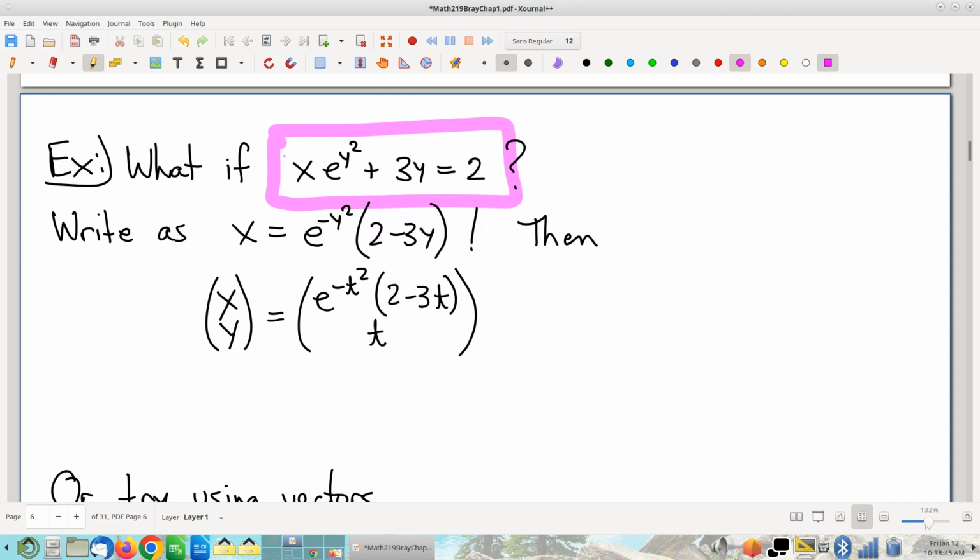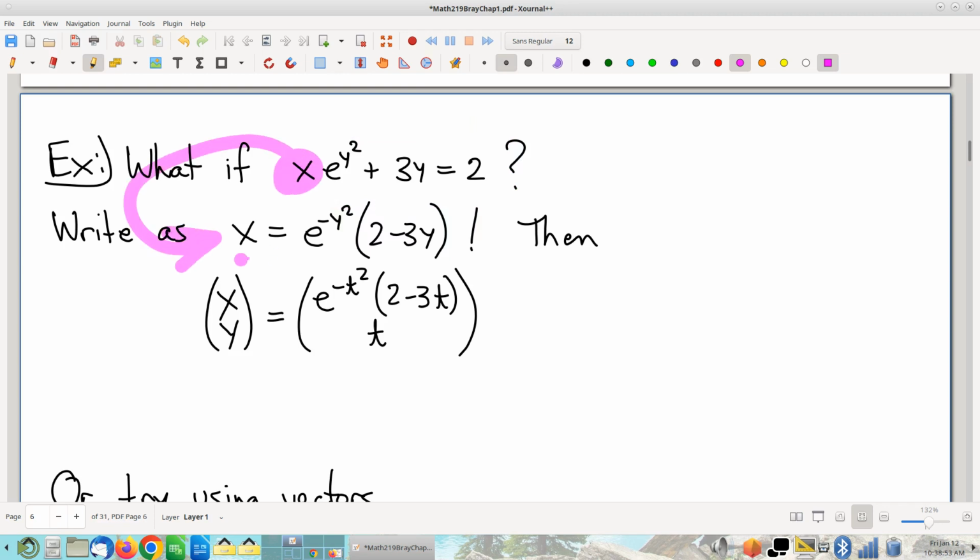Now, it's not currently written as a graph. I don't currently have one of the variables solved for as a function of the others, but I could. I can just solve for x, in this case, as a function of the other variable, as a function of y. Now, very importantly here, x is the only variable you can solve for. If you try to solve for y, you're in trouble. It's not going to work out. So don't try to solve for y.